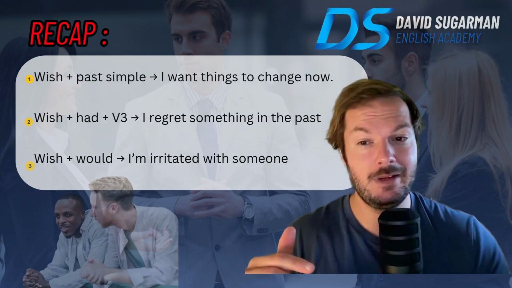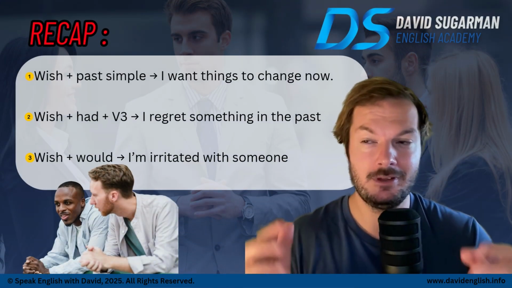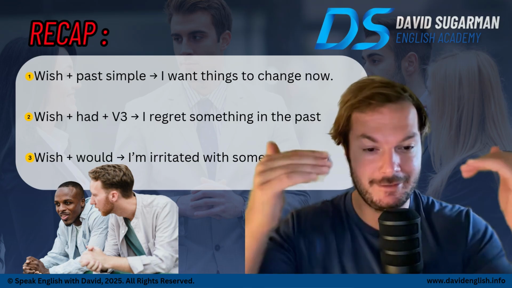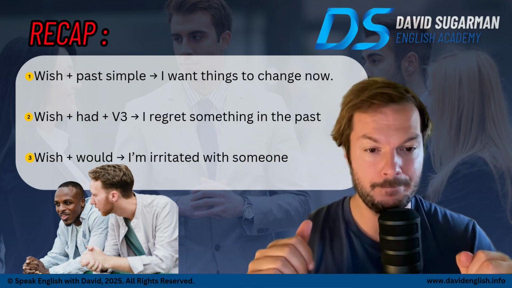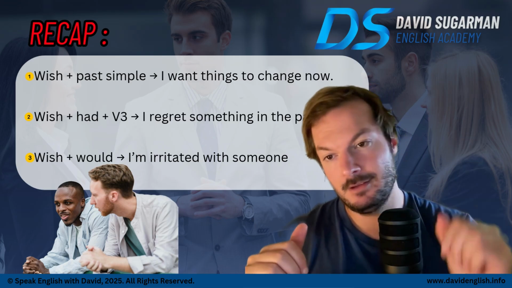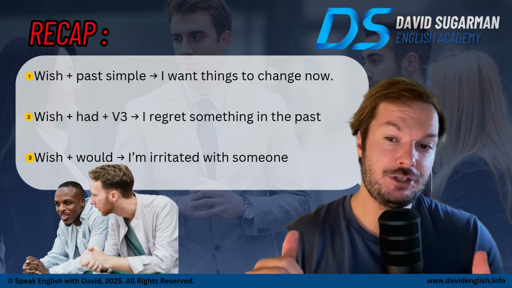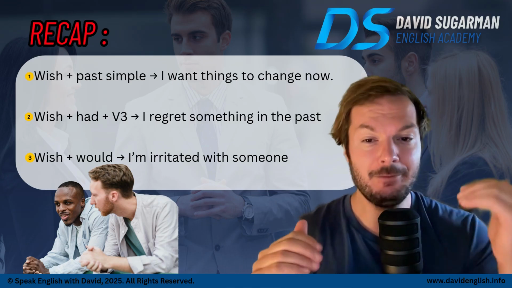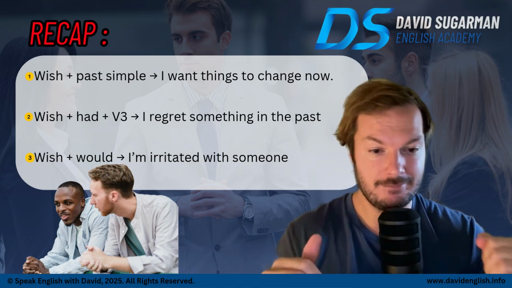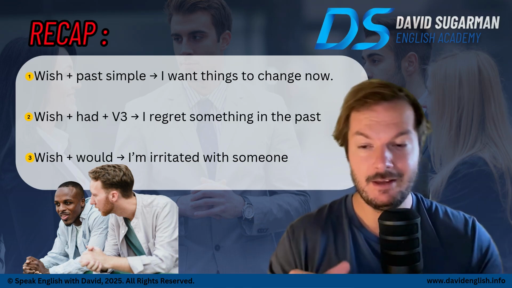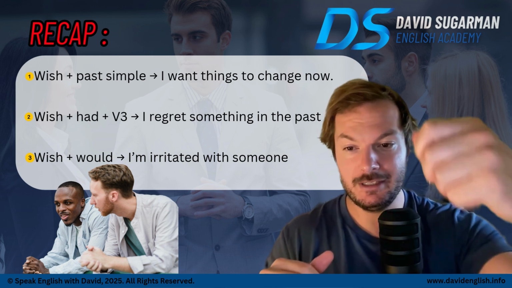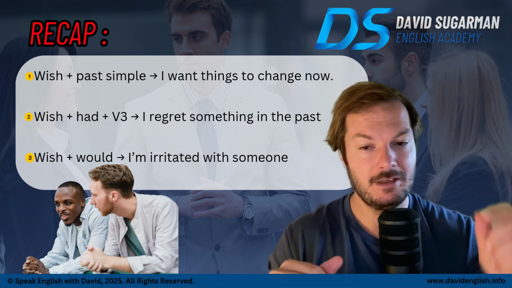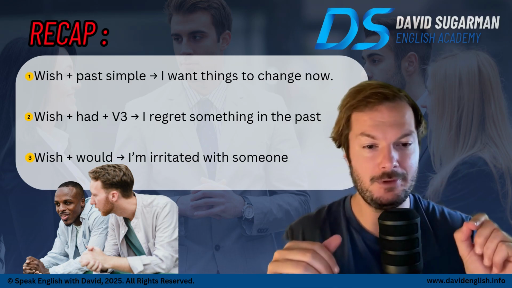So remember, we have wish plus the past simple. It means I want things to change now. The second thing, wish plus had plus verb 3. I regret something in the past. And the third thing is wish and would. I'm irritated with someone.